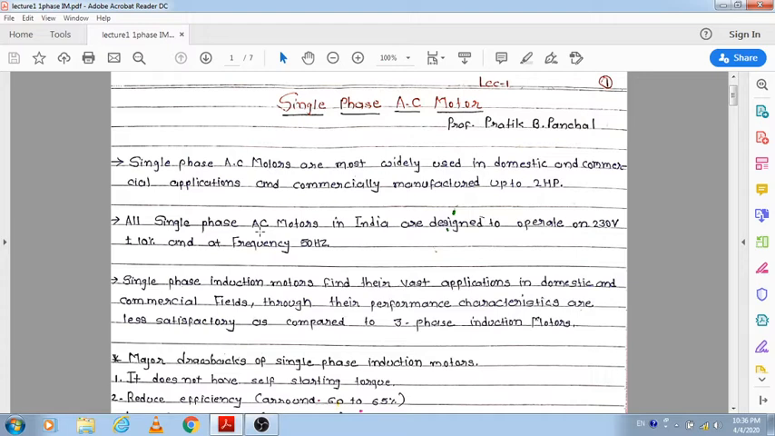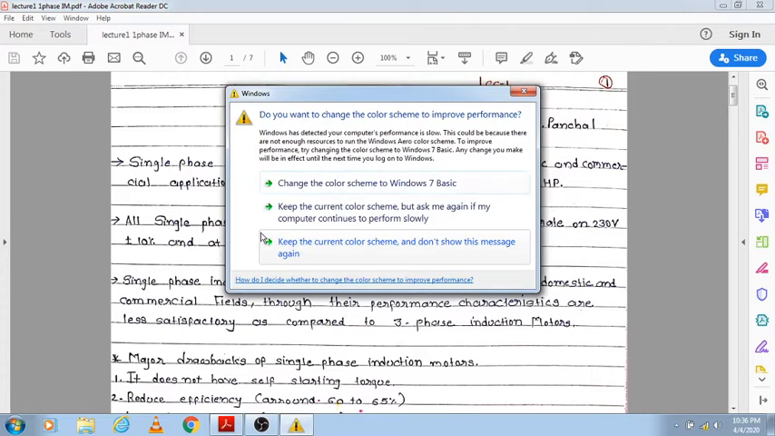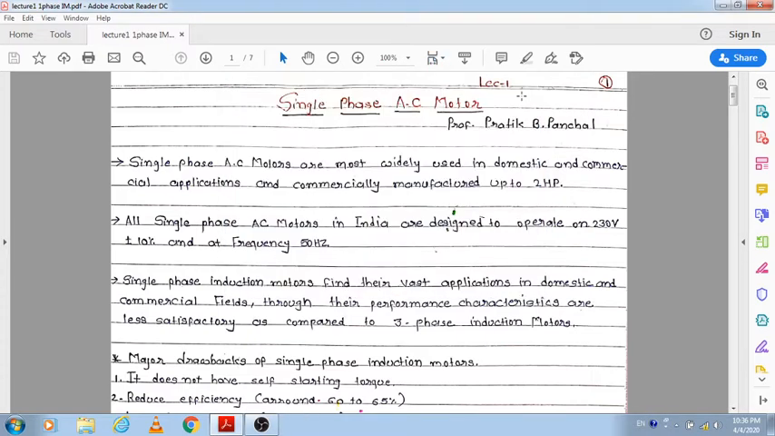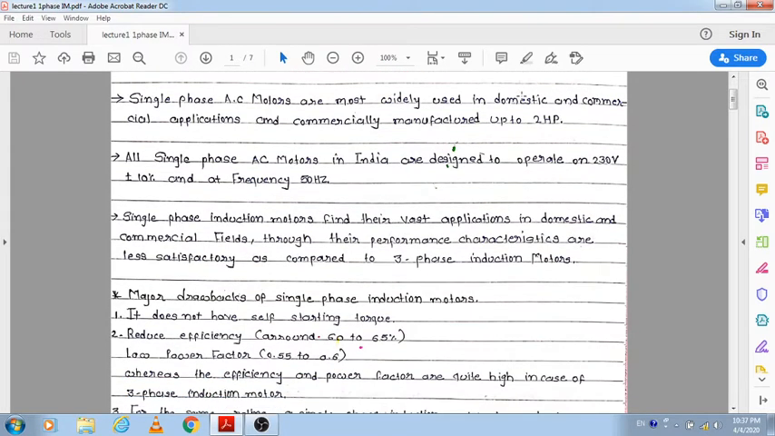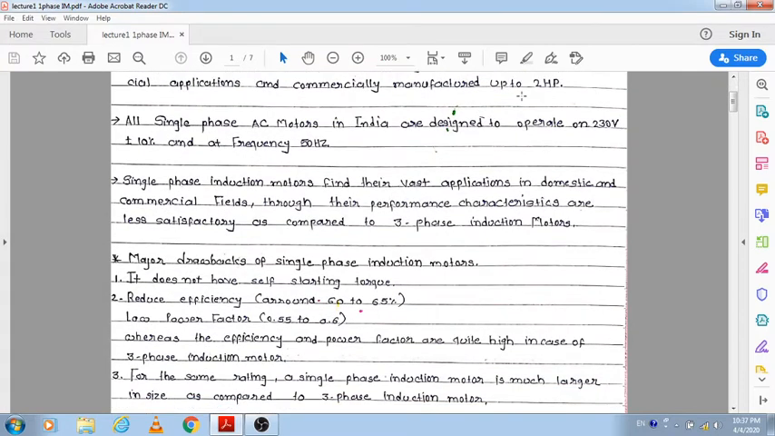Single phase AC motors are the most widely used in domestic and commercial appliances, and people are using them nowadays. All the single phase AC motors in India are designed and operate on 230 volts plus or minus 10%, frequency 50 hertz. Okay, so these are my class notes. I have written my class notes myself, and I have collected a lot of points to help students understand very easily.